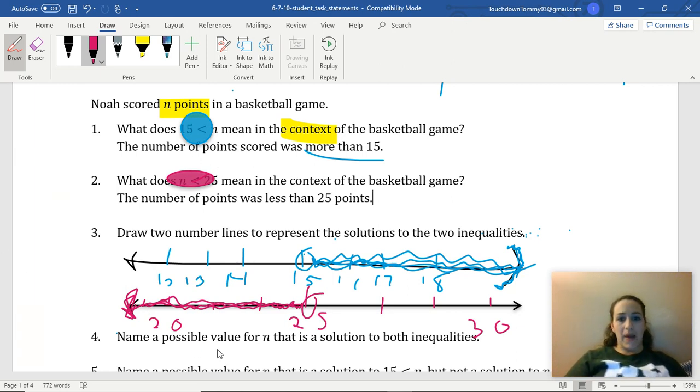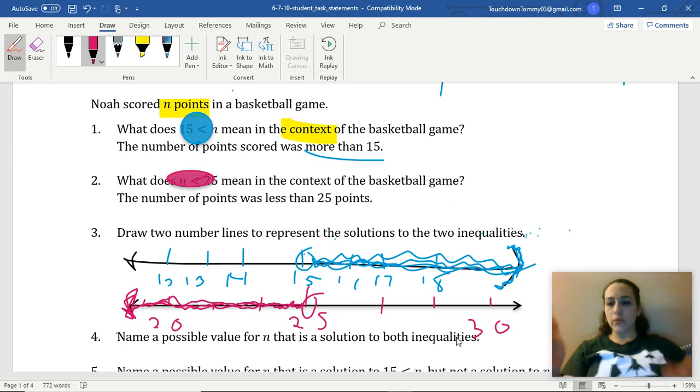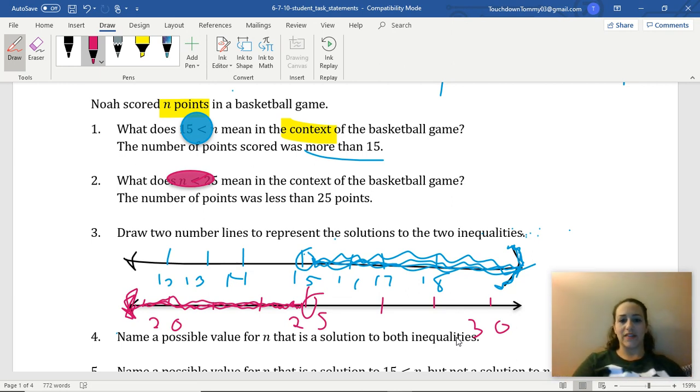So we're going to name a possible value for n that is a solution to both inequalities. Both inequalities. Now I'm just realizing I should have drawn those number lines better, because really 15 and 25 shouldn't be lined up equal to each other. Live and learn, right? So something I should have done was put the 15 back further and the 25 up, because really there's going to be some space in between those.